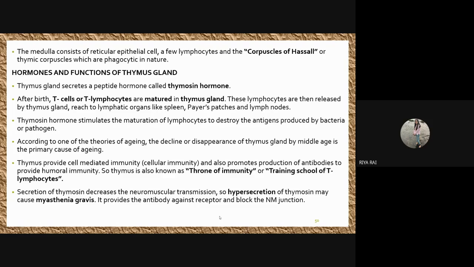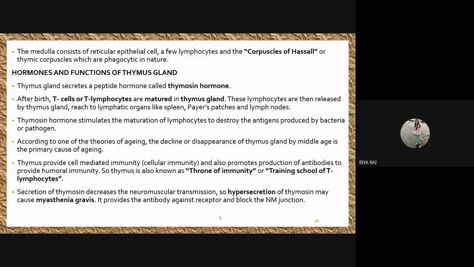So, the thymus is also known as the throne of immunity or training school of T lymphocytes because the maturation of the T lymphocyte occurs in the thymus gland. Hypersecretion of thymosin decreases neuromuscular transmission and may cause myasthenia gravis. Myasthenia gravis is an autoimmune disorder caused by antibody-mediated blockage of neuromuscular transmission, which may result in weakness in the body as well as fatigue of the muscles.